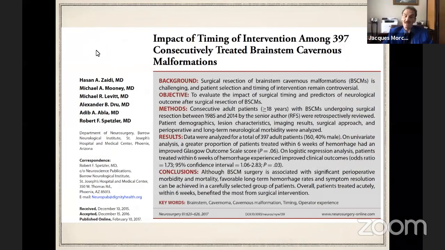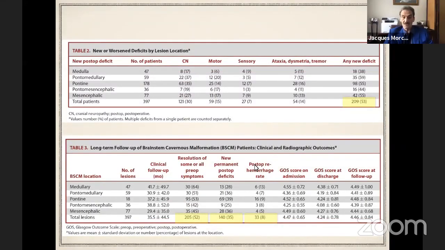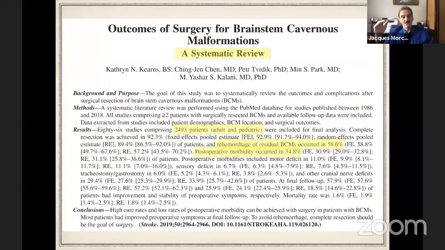Bob Spetzler probably has the largest series published to date that I'm aware of. The last paper was 397 cases. But even in the hands of a master, the morbidity is not low. New permanent post-op deficits in 35% of the cases, resolution of pre-op symptoms in half the patients, post-op hemorrhage in about 8%, and any new deficit in about 53%, which is why, of course, this topic is important to be dealt with at a very, very detailed level.